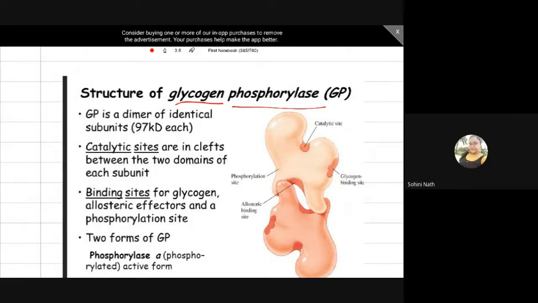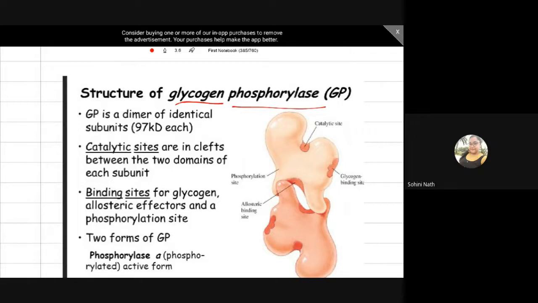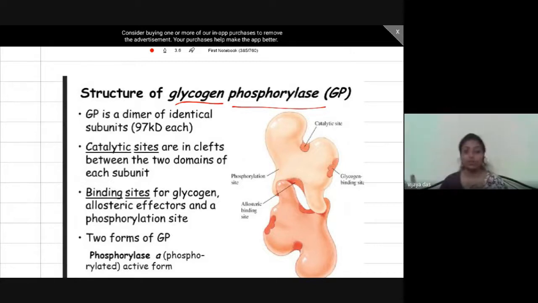Ma'am, can you please repeat once what happens during starvation? During starvation, there is less glucose available, right? And it may happen that there is glucose deprivation in the brain. The brain is lacking the glucose. So at that time, the body has to give rise to glucose. So what it does, it breaks down the glycogen.